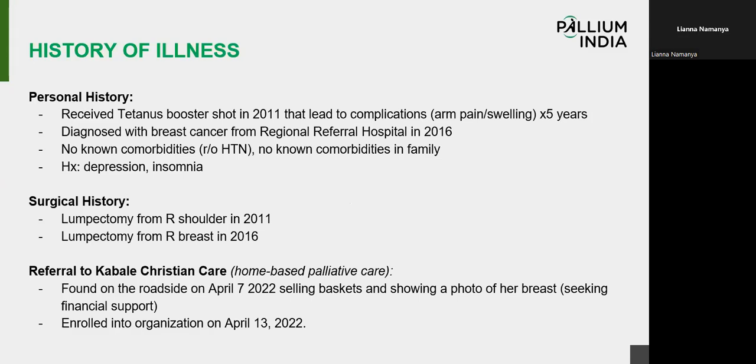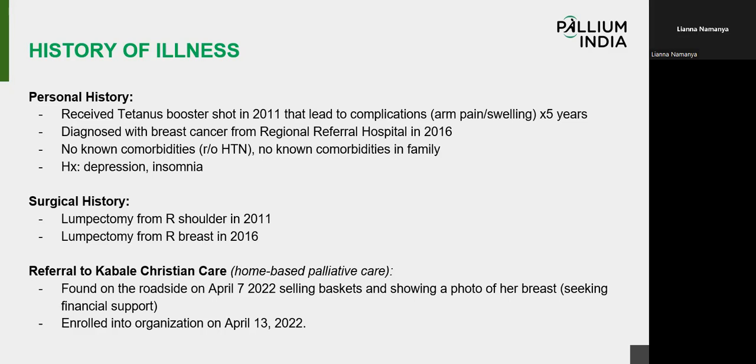Our social worker on our team met with her and got to know her history. According to this patient, she received a tetanus booster shot in 2011 that led to some complications, including arm pain and swelling, which she had for 5 years. She was then diagnosed with breast cancer at the local regional referral hospital, the government-run hospital, in 2016. She has no known comorbidities. However, currently our team is ruling out hypertension. There are no known comorbidities in her family. She does have a history of depression and insomnia.